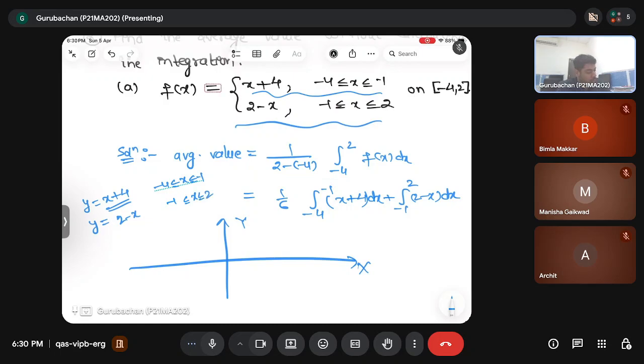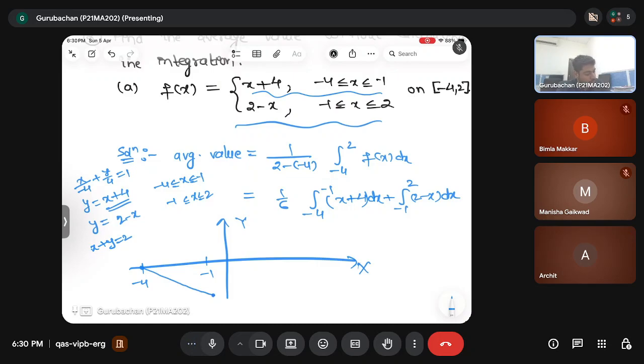So this is minus 1 suppose, and this is suppose minus 4. So if you write the first line in intercept form, it corresponds to x divided by minus 4 plus y divided by 4 is equal to 1. So this will start from here and till minus 1 it will be here. And what about this line? x plus y is equal to 2. So when x is equal to minus 1, y is equal to 1.